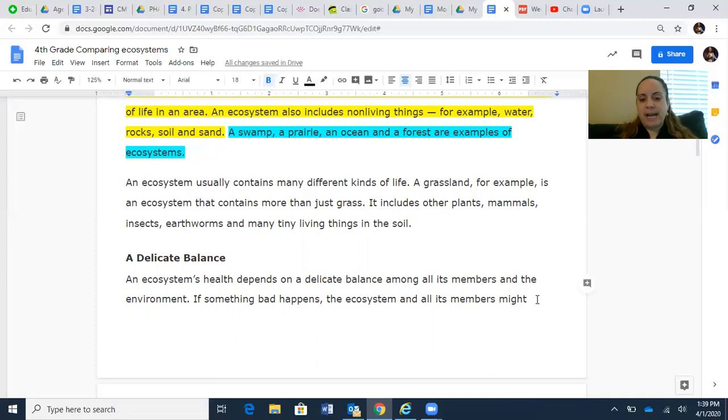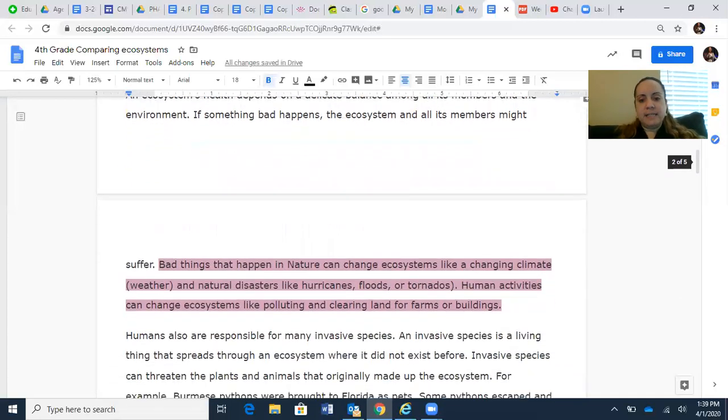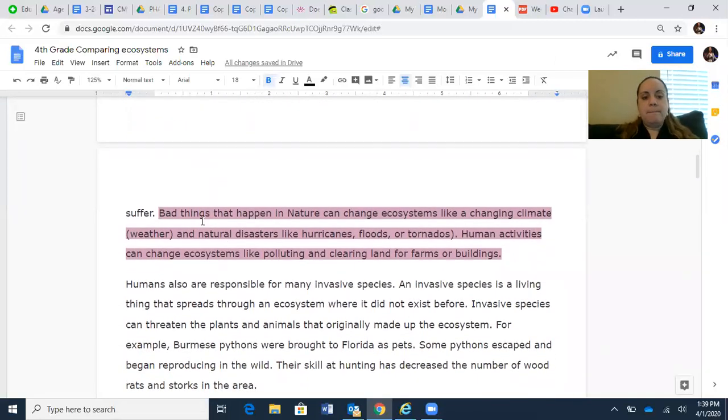If something bad happens, the ecosystem and all its members might suffer. Bad things that happen in nature can change ecosystems, like a changing climate or weather, and natural disasters like hurricanes, floods, or tornadoes. Human activities can change ecosystems, like polluting and clearing land for farms or buildings.